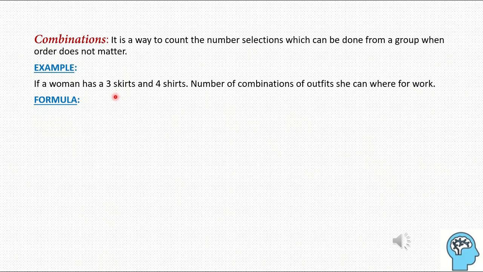If a woman has 3 skirts and 4 shirts, the number of combinations of outfits she can wear for work is calculated as 3 into 4, that is 12 outfits. I will explain to you how to count the number of combinations in the following slides.